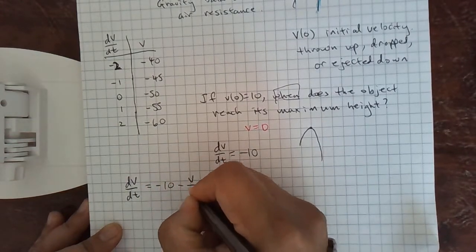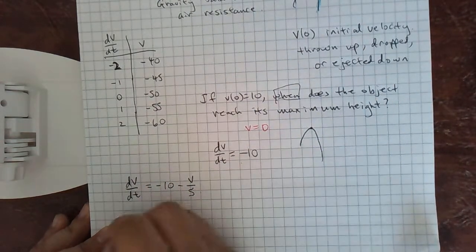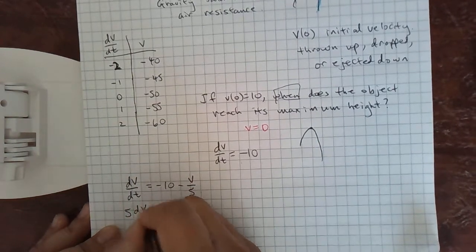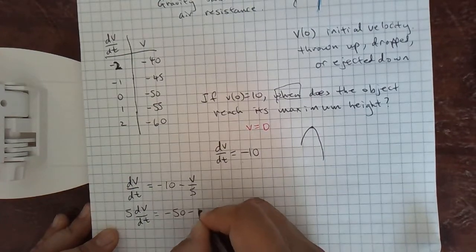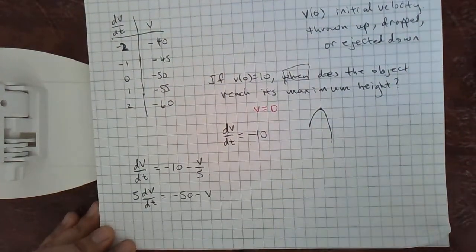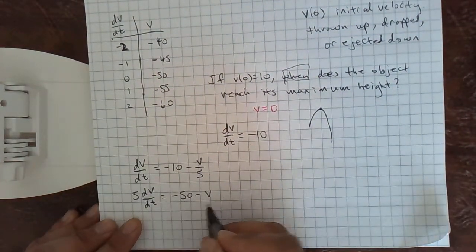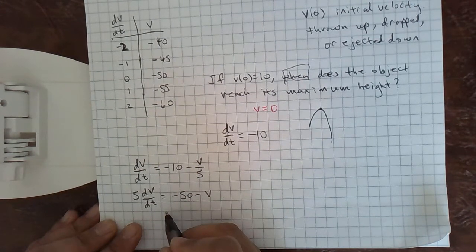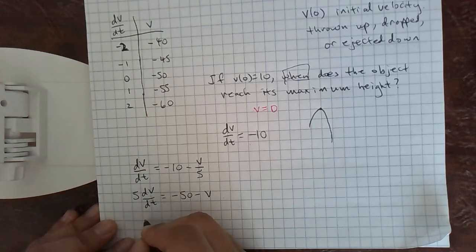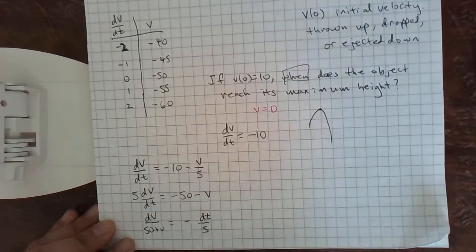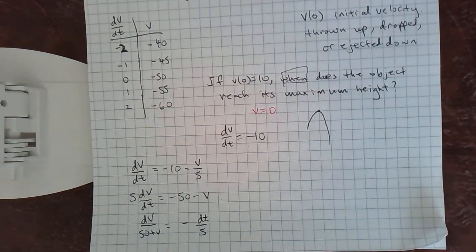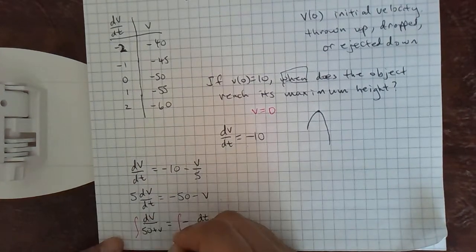So let's do that. I'm going to multiply both sides by 5 just to make this easier. 5 dv by dt. And then we only have one technique for explicitly solving differential equations, and that's separation of variables. Luckily, that works here. We're going to divide both sides by 50 plus v, and then multiply both sides by dt over 5. So dv over 50 plus v is negative dt over 5. And then we can integrate both sides.